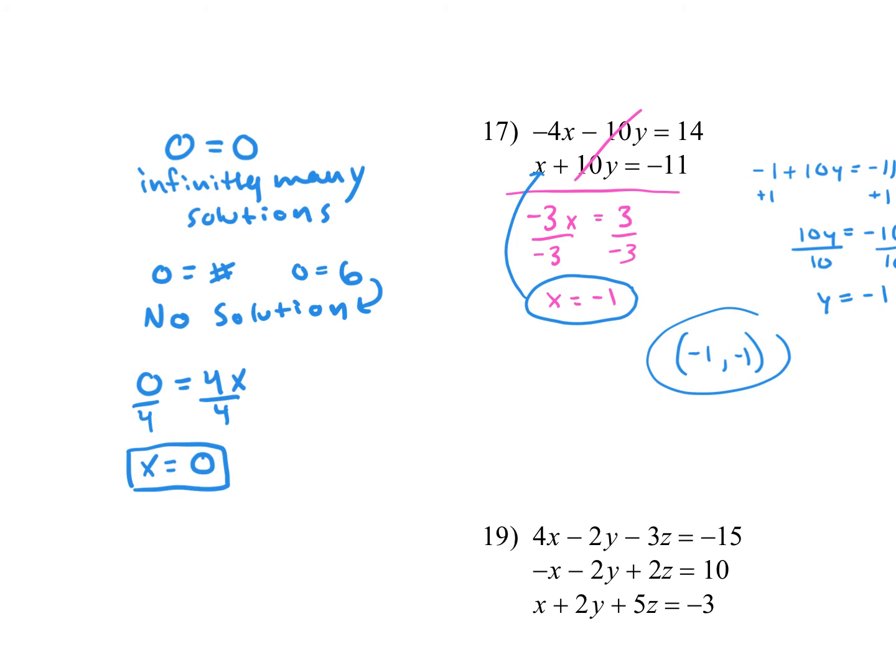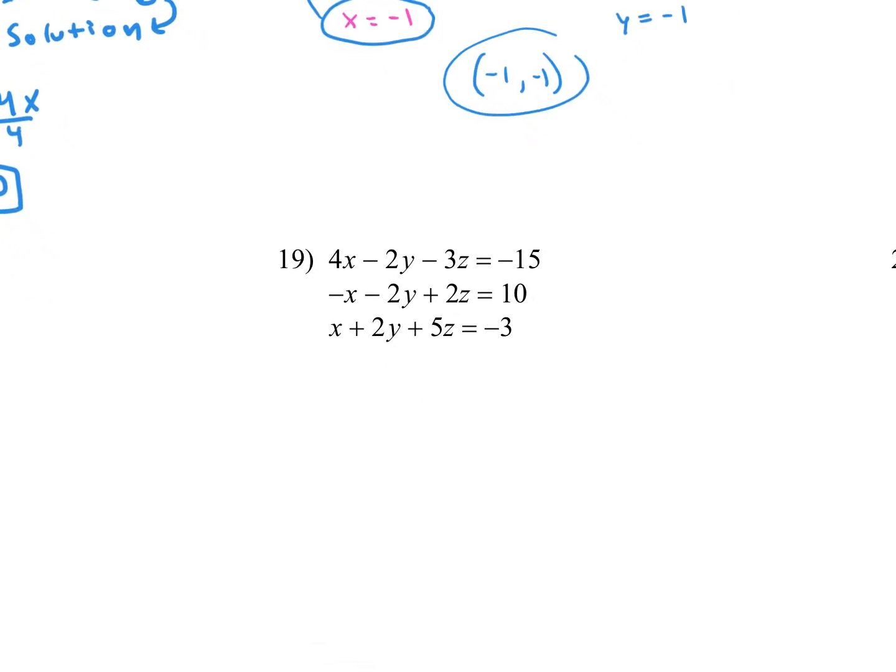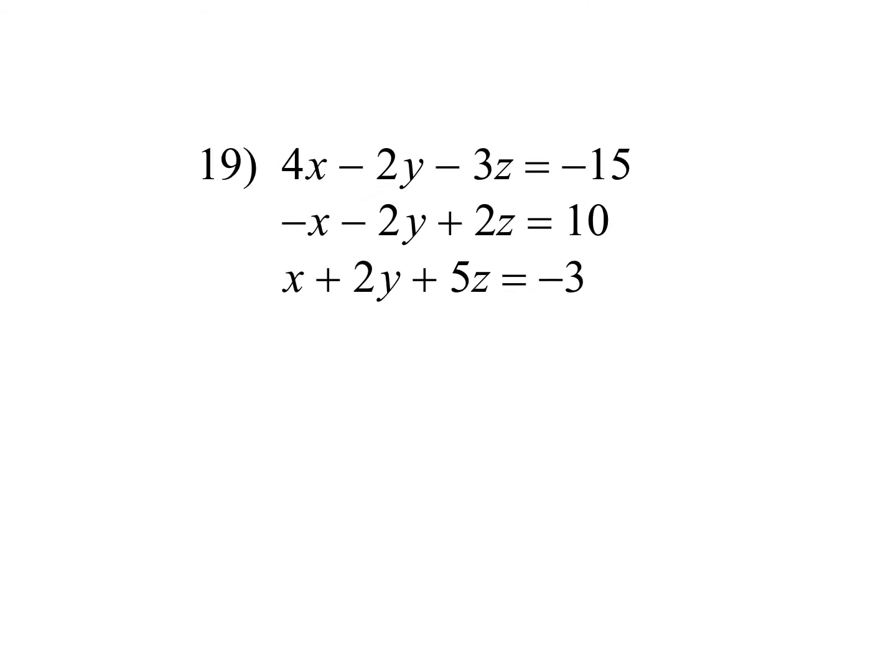Any questions on the two variables, two equations? All right, let's look at 19. So for 3 variables, 3 equations, you want to pick the one that has the same number in all 3 equations. So which variable do we want to pick here? Y. So I'm going to pick y. So here, which 2 equations should I pick first? 1, 2, or 3?